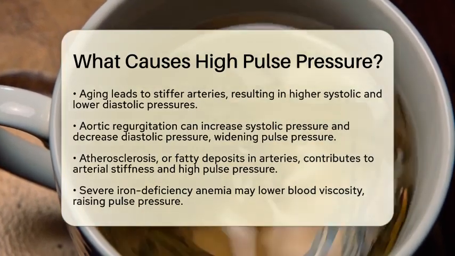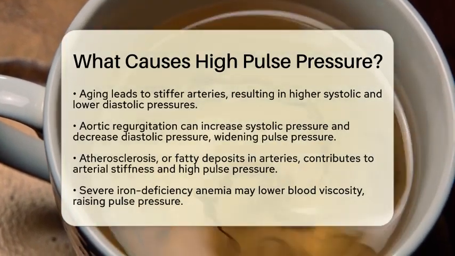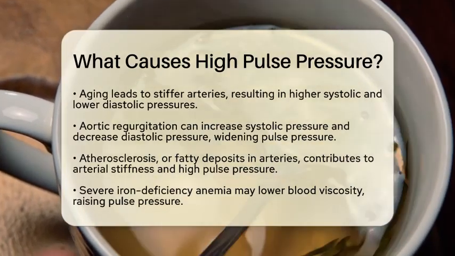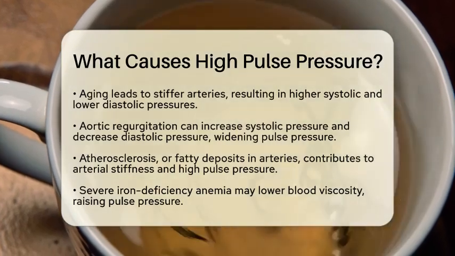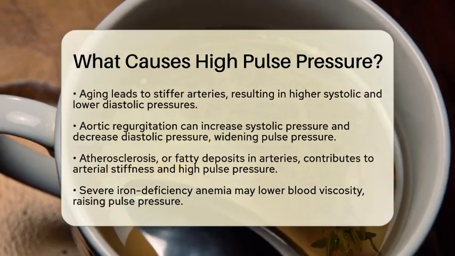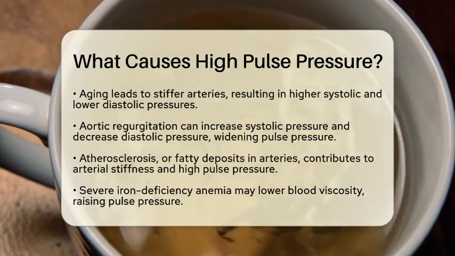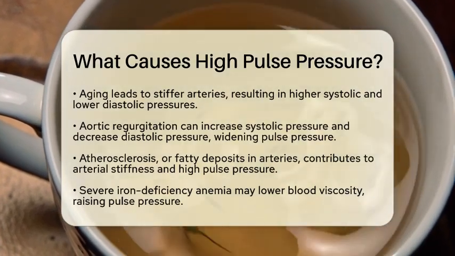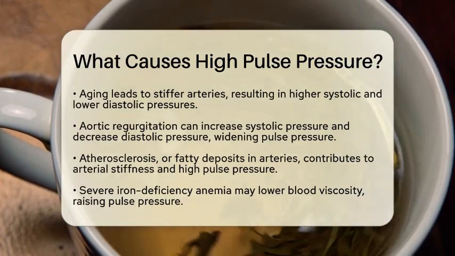Another cause is aortic regurgitation. This condition happens when the aortic valve does not close properly, allowing blood to flow back into the heart. This can increase systolic pressure and decrease diastolic pressure, resulting in a wider pulse pressure.